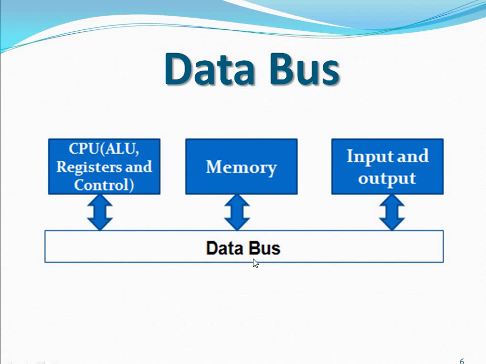The size, that means the width of the bus, determines how much data can be transmitted at a time. For example, if a bus, that is a data bus, is of 16-bit, it means it can transfer or receive 16-bit of data at a time. Similarly, if the data bus is of 32-bit, that means it can transmit and receive 32-bit of data at a time.